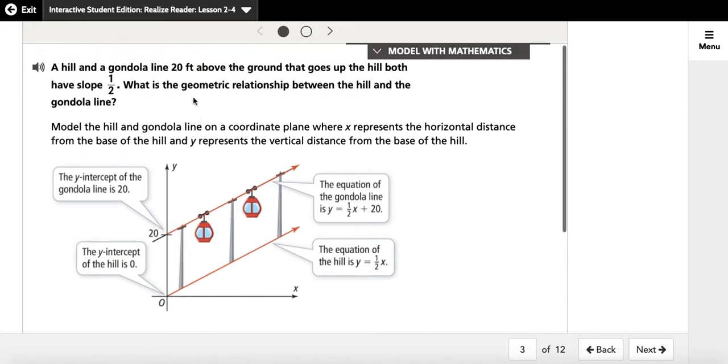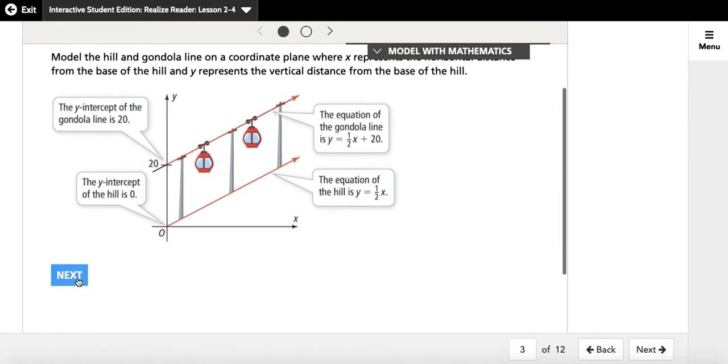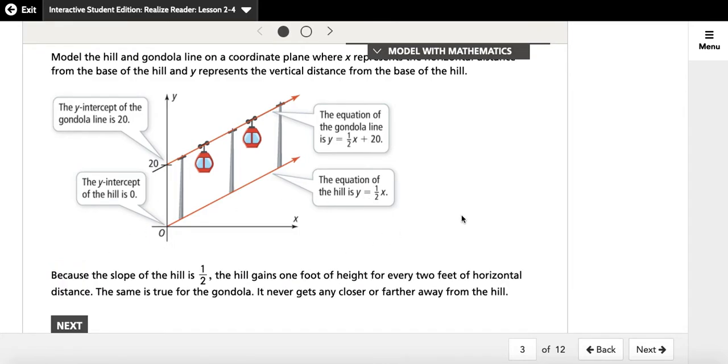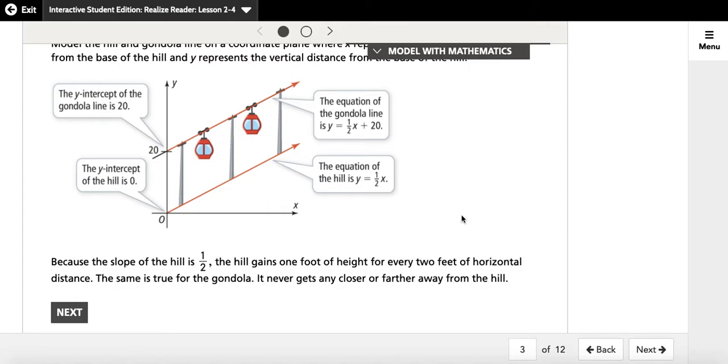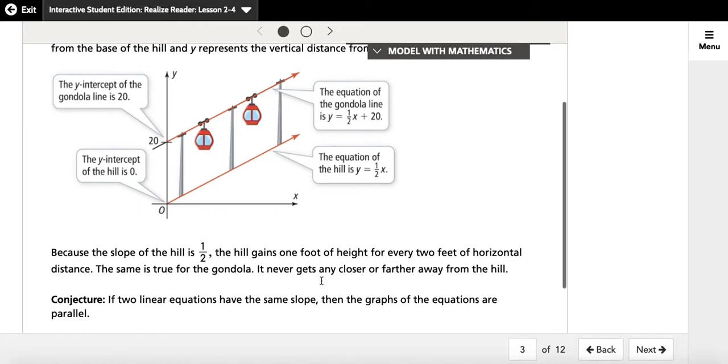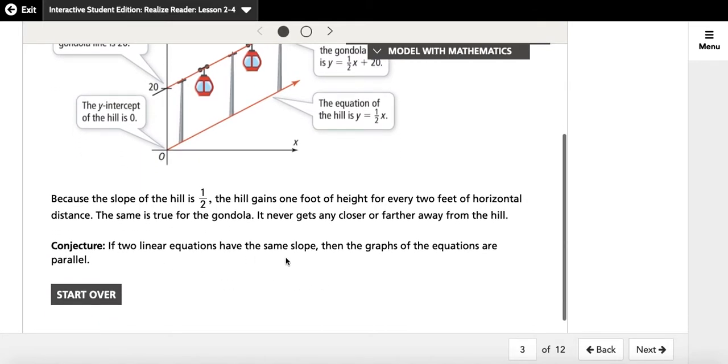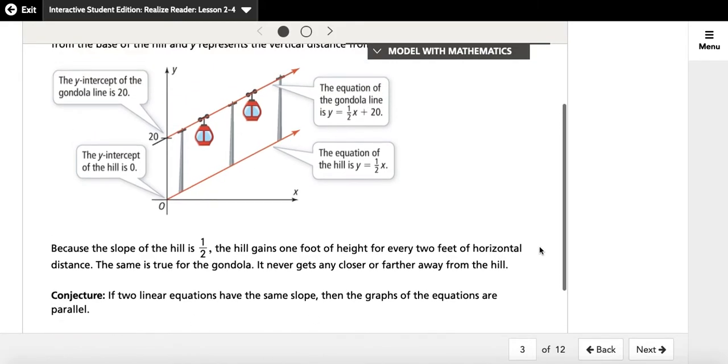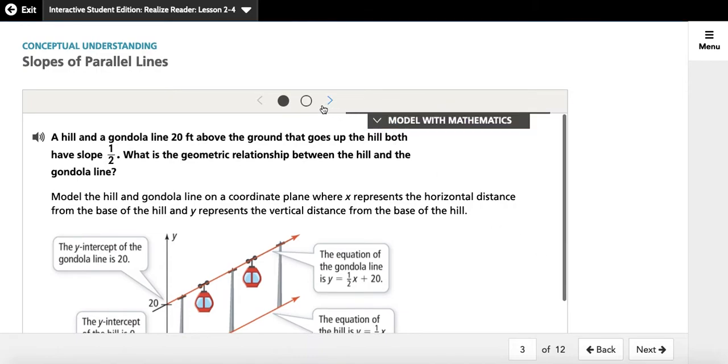The question was, what's the geometric relationship between the hill and the gondola line? Because they have the same slope. Because the slope of the hill is a half, the hill gains 1 foot of height every 2 feet. Same's true for the gondola. It never gets any closer or farther away from the hill. It's always the same, therefore they're parallel. If two linear equations have the same slope, then the graphs of the equations are parallel. That's what they wanted us to see. Okay?